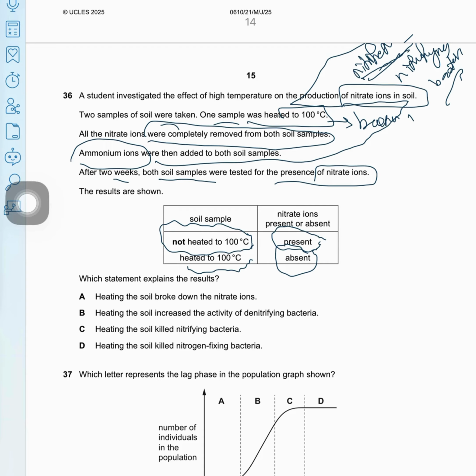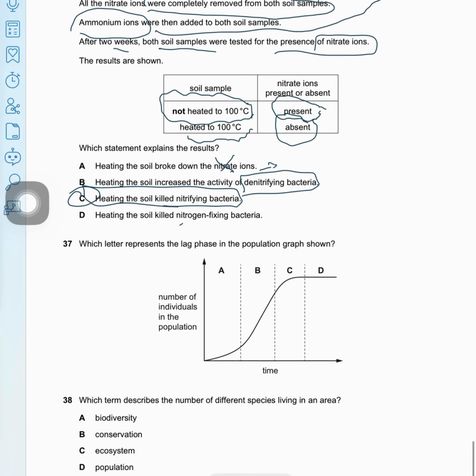For 36. Let's go for this. Heating the soil broke the nitrate ions? No. There were no nitrate ions in the soil. Heating the soil increased the activity of denitrifying bacteria? We don't need denitrifying in this process. Heating the soil killed the nitrifying bacteria? Yes. My answer is C. Heating the soil killed nitrogen-fixing bacteria also has no relation with this.